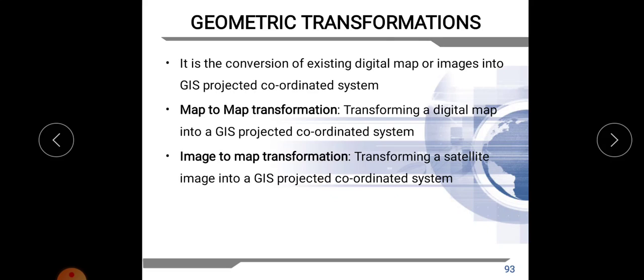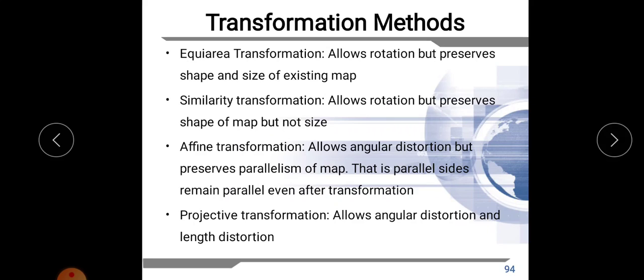If we are using a digital map as the input, it is known as map to map transformation, and if we are using a satellite image as the input, it is known as image to map transformation. During these transformation methods, we have to conserve many parameters, and some parameters may vary. So based on the parameters that we can preserve and those that we cannot, the transformation methods are classified into different types: equiarea transformation, similarity transformation, affine transformation, and projective transformation.